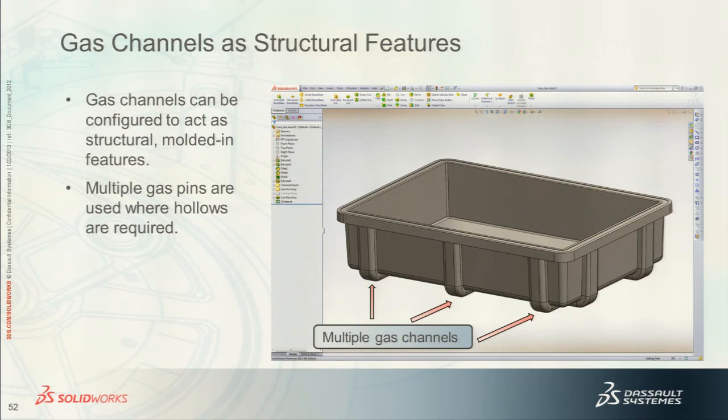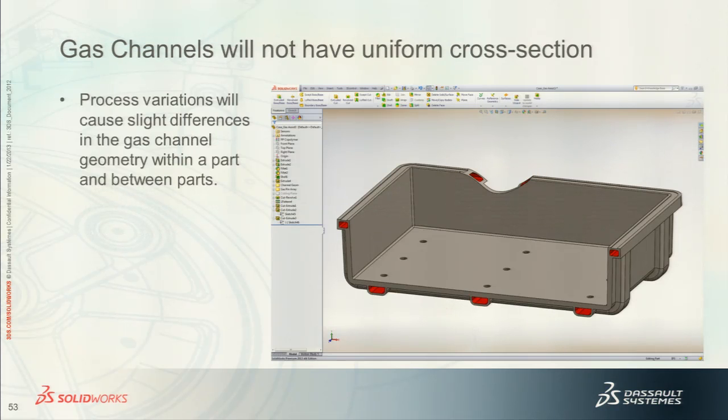Another use for gas channels here is a tote box where I have created gas channels running through these features running along the outside of the part. Those ribs help to stiffen up this tote bin. You can see where gas pins are located on the inside of the part, plus the gas channels here in red.